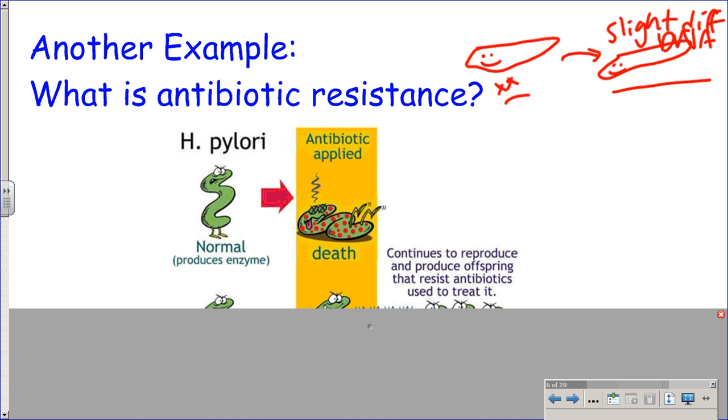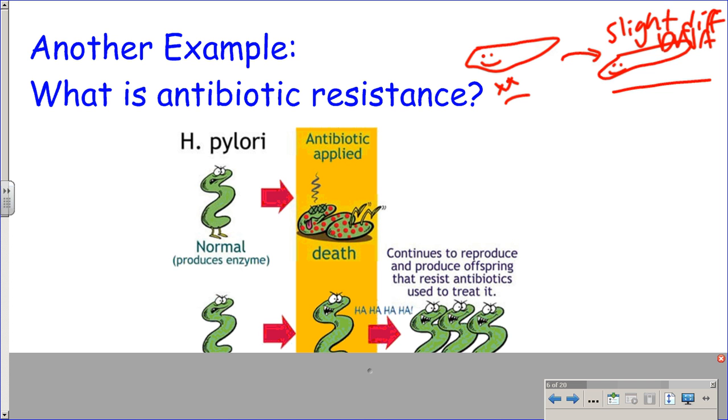Oh, I was going to show you my example. Who's ever heard of ulcers? Stomach ulcers? Okay, maybe some people have heard of them. You get stomach ulcers from a bacteria called Helicobacter pylori. Back in the 1800s, everybody said you get stomach ulcers from having too much stress in your life. And a scientist was like, pretty sure that's not how you get an ulcer.